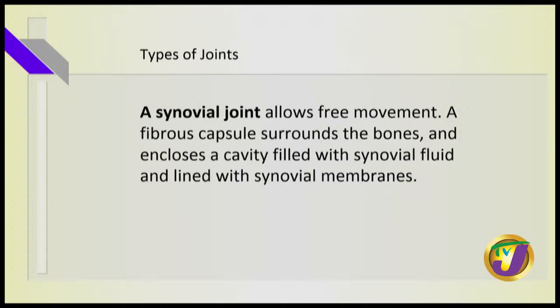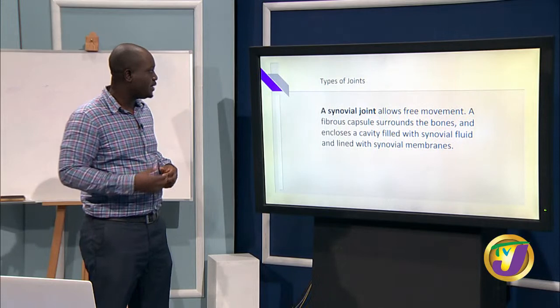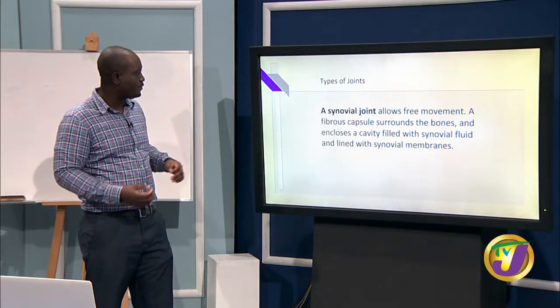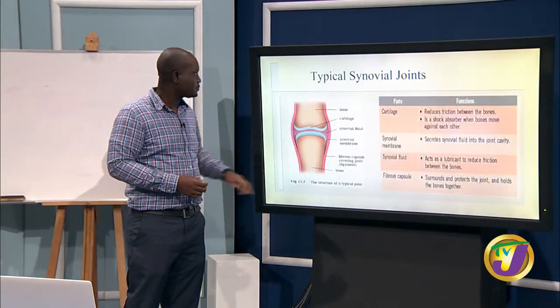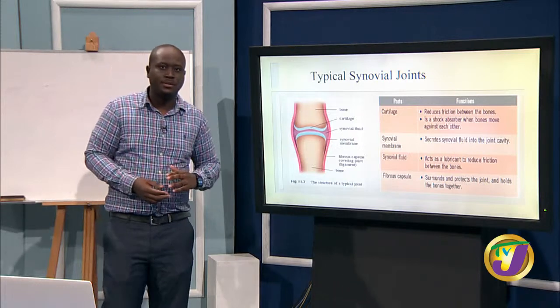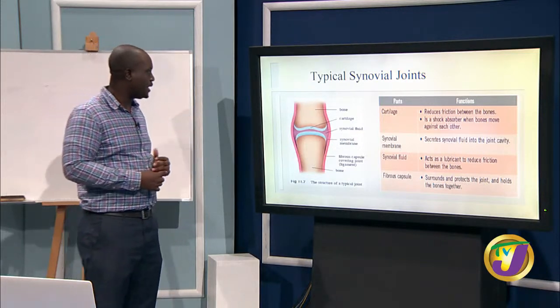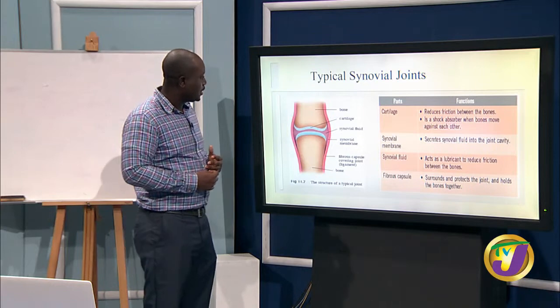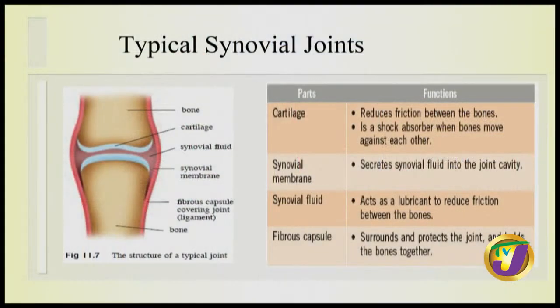Then you have the synovial joints, which are the more dominant joints in your human skeleton. Between the bones you have the synovial fluid, and that's why they call it a synovial joint. The synovial fluid serves as a lubricant, so it helps the joints to move freely. For your syllabus, you need to be able to draw and label a typical synovial joint. So you need to know all the different parts and their functions.